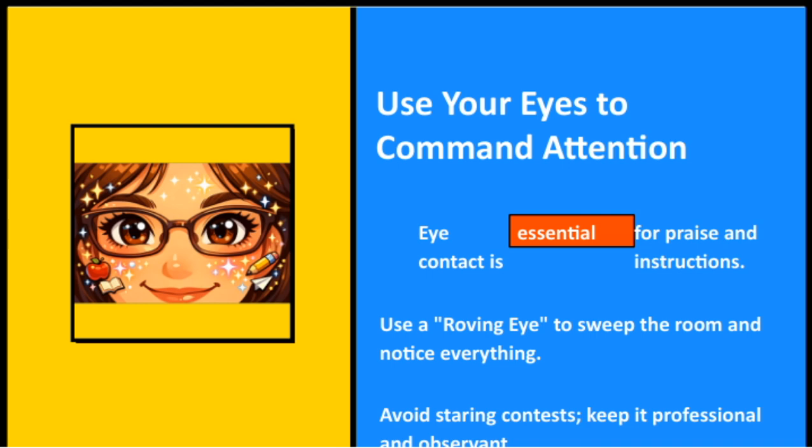Remember, both for praise and giving instructions, your eyes are essential. They can convey confidence, interest, and authority. The core idea here is, use your eyes to command attention. Eye contact is powerful, but it's more than just staring. It's about making meaningful connections. When you use your eyes effectively, you reinforce your message and build trust. So always be intentional with your gaze. Use your eyes to engage, observe, and lead the room.